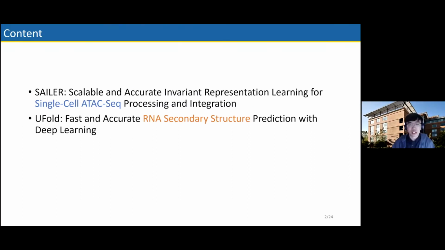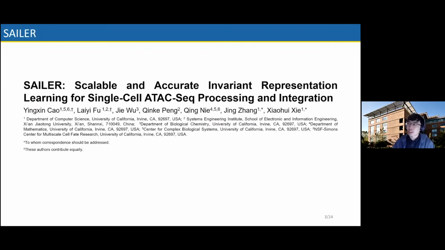The first one is Sailor, a deep generative modeling approach for analyzing and integrating single-cell ATAC-seq data. And the second one is UFOLD, a deep learning method for RNA secondary structure prediction. I will start with Sailor first.